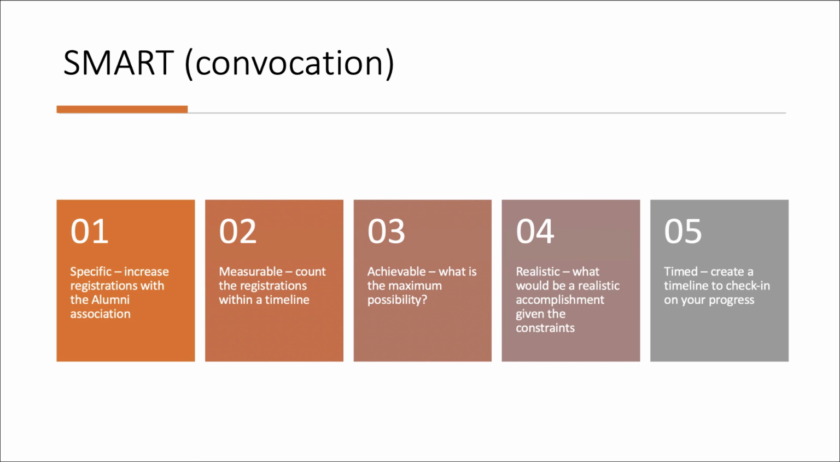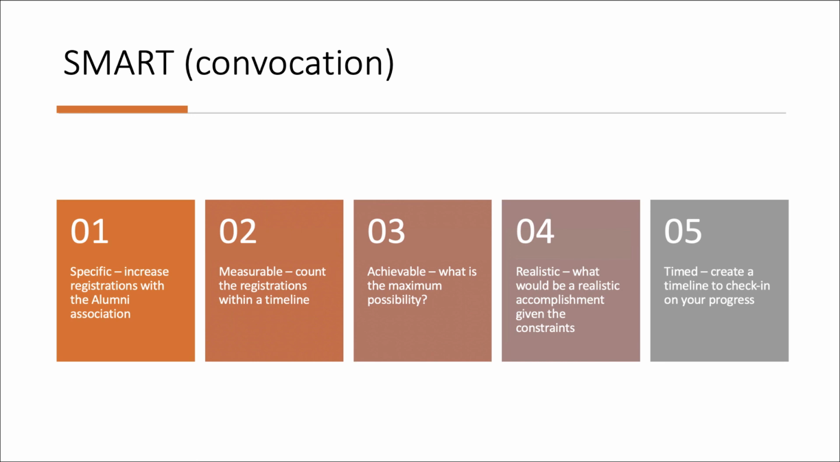SMART, so one of the examples that I'm going to give is convocation. So let's say we have a goal, and the goal at convocation is got to be specific. So you want to perhaps increase registrations with the Alumni Association. Might be a good key performance indicator. Then number 2, measurable. Count the registrations within a timeline. So you would be able to say, oh, okay, well, you just did this campaign, and then I noticed that we had 20 people sign up.